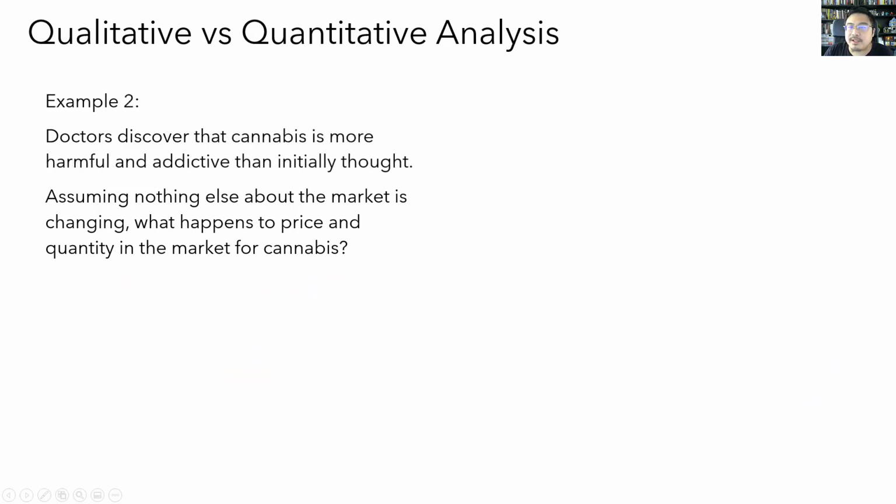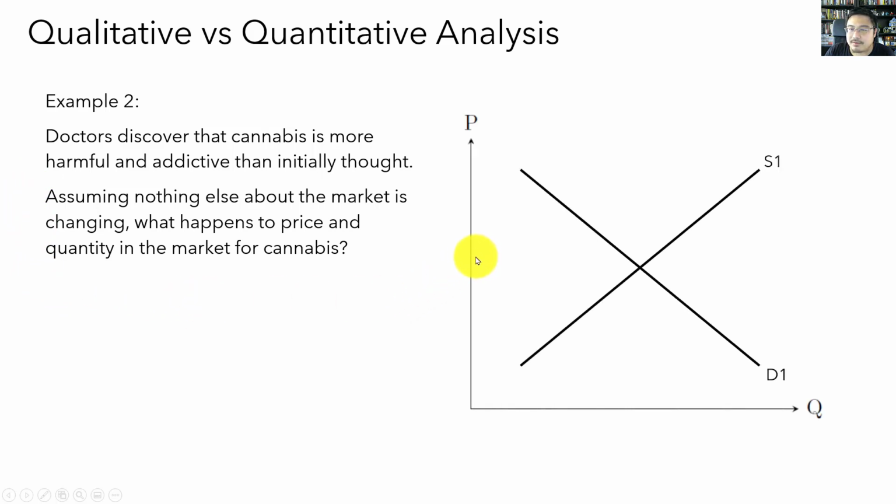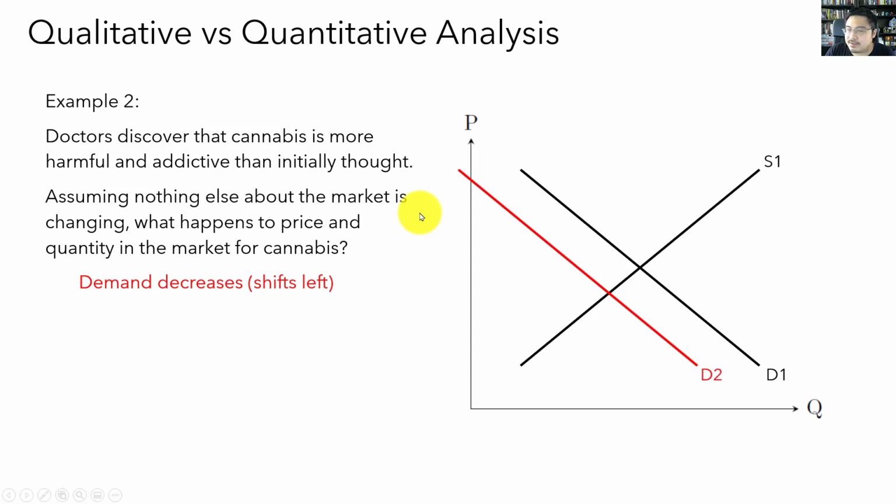Let's do one more example. Instead of discovering a new medicinal use, suppose that doctors actually discover that cannabis is a lot more harmful and addictive than initially thought. What's this going to do to the market for cannabis? Well, let's start by drawing a supply and a demand curve in the market for cannabis. And then we're going to ask, what does this event do to either supply or demand? Well, it's going to decrease the demand curve, right? Which means a leftward shift like so, okay? And then as we compare the new equilibrium to the old equilibrium, we can see that price went down, okay? And quantity also went down. All right, so that's our qualitative prediction.